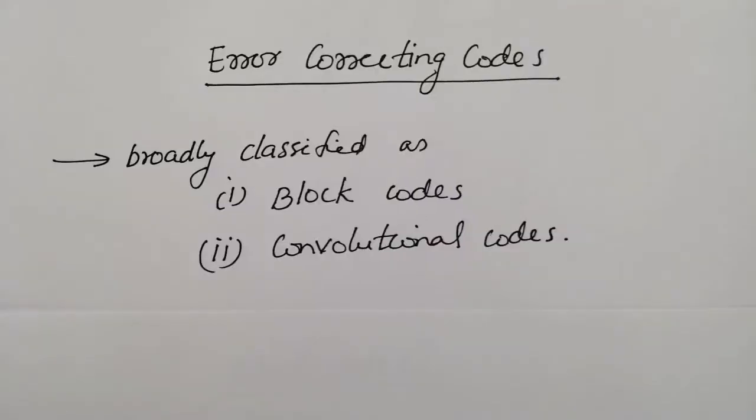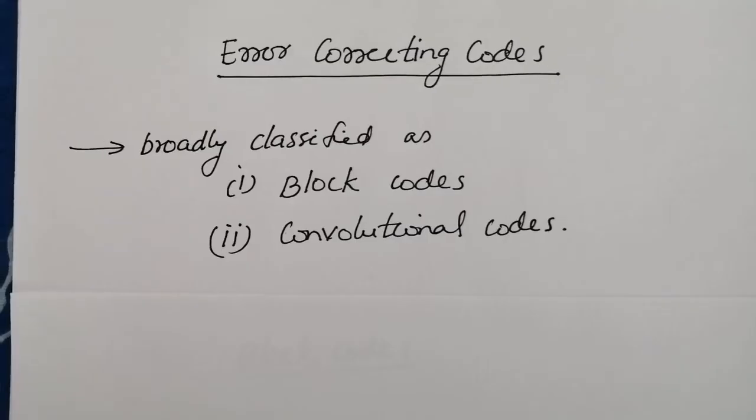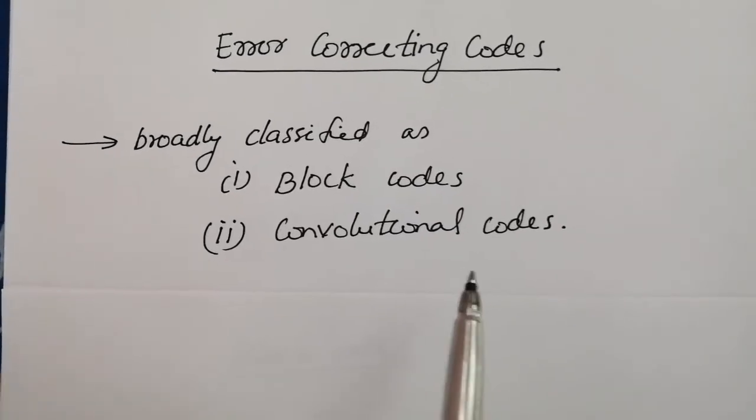Generally, channel encoders add redundancy to the data bits in a controlled manner in order to achieve error detection capability as well as error correction capability. Today we will discuss some parameters related to error correcting codes. Error correcting codes are broadly classified as block codes and convolutional codes.